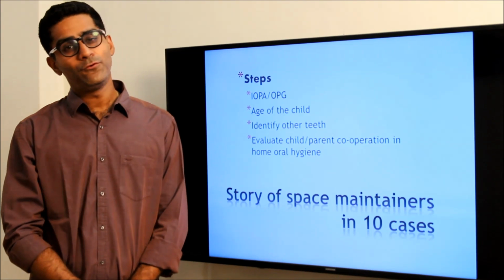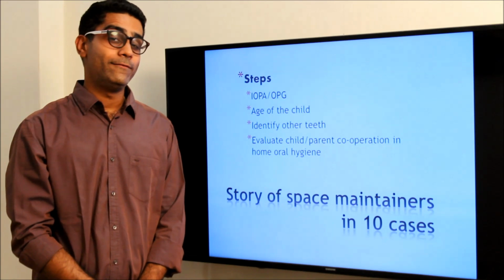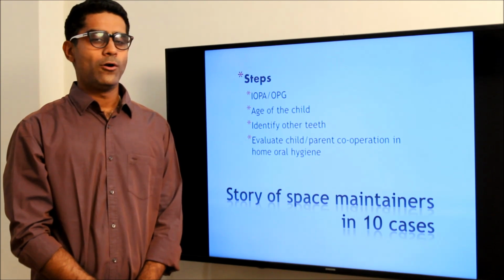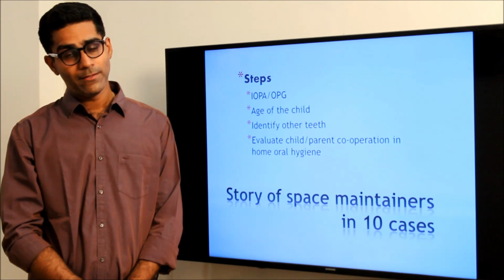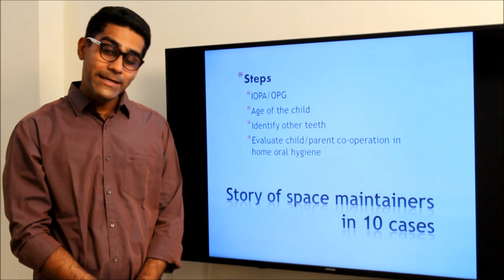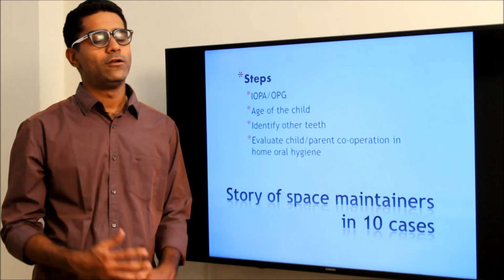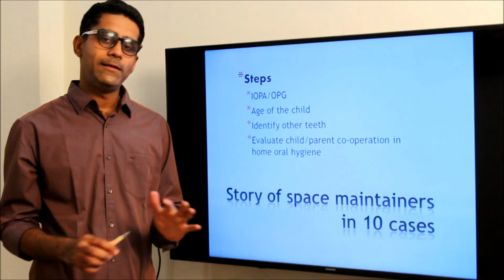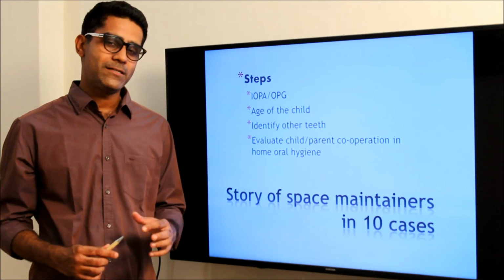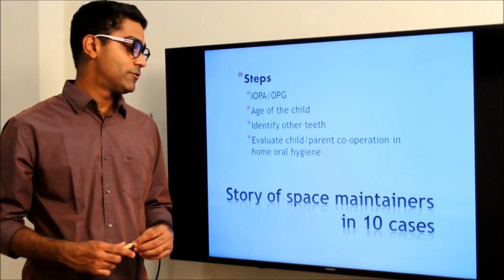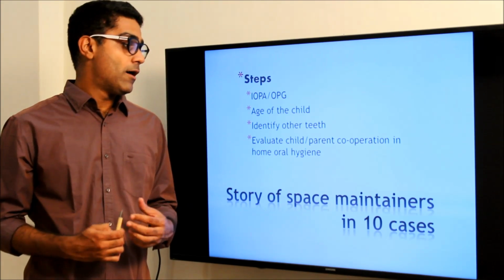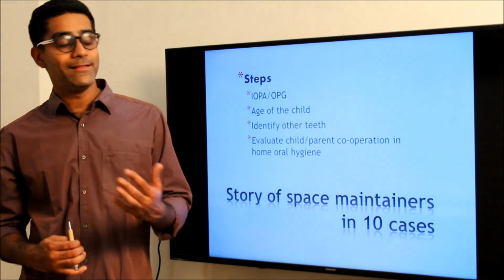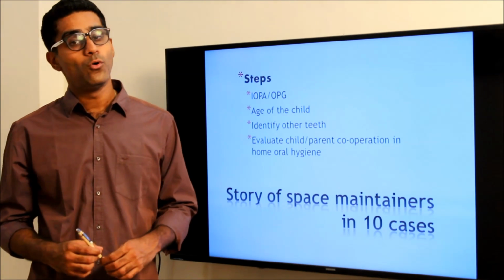Yes, you have to somehow determine how cooperative the child is. A highly uncooperative child might not keep a removable space maintainer or a fixed space maintainer. A highly cooperative child might keep a removable space maintainer. I always personally feel removable space maintainers are the best, but you need cooperation from the child. So you need to use something to know how cooperative the child and the parent are, especially for home oral hygiene.